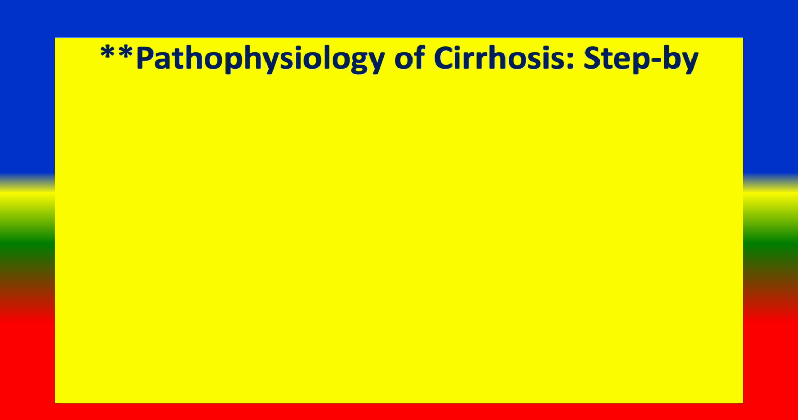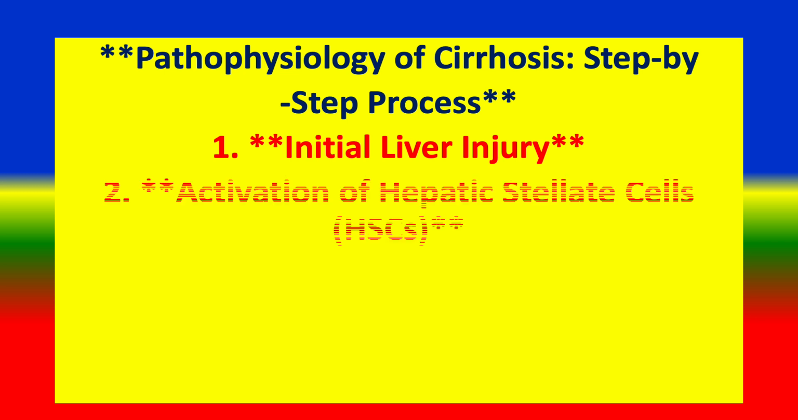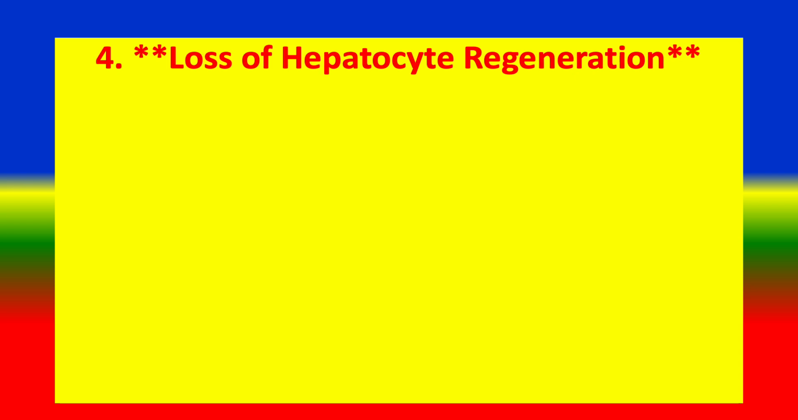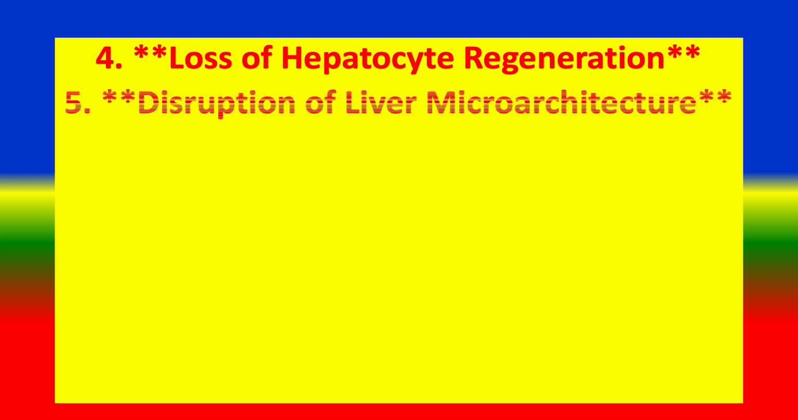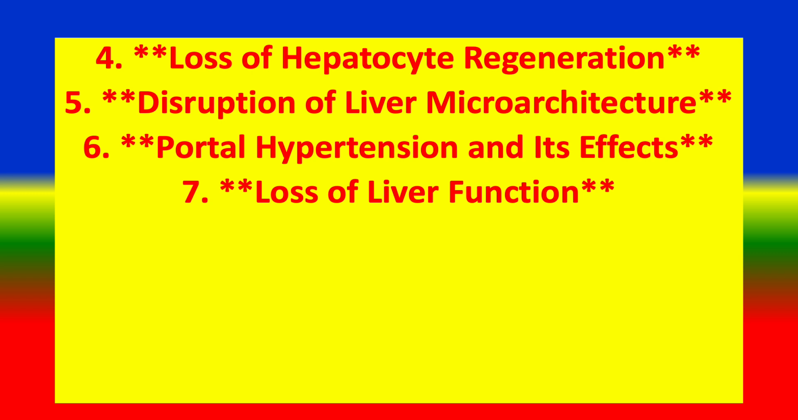Pathophysiology of cirrhosis, step-by-step process. 1. Initial liver injury. 2. Activation of hepatic stellate cells. 3. Production of extracellular matrix. 4. Loss of hepatocyte regeneration. 5. Disruption of liver microarchitecture. 6. Portal hypertension and its effects. 7. Loss of liver function.